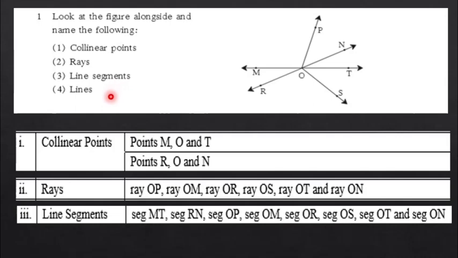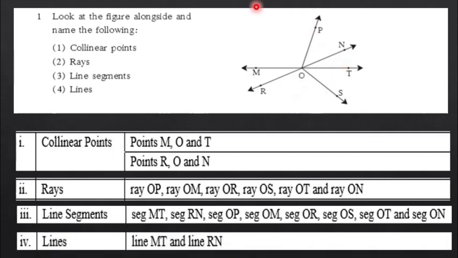Next we have lines. Now lines can be extended at both the ends. In the figure only two lines are present. Can you identify? Well, M and T. So line MT and line RN. These are the two lines present in this figure.